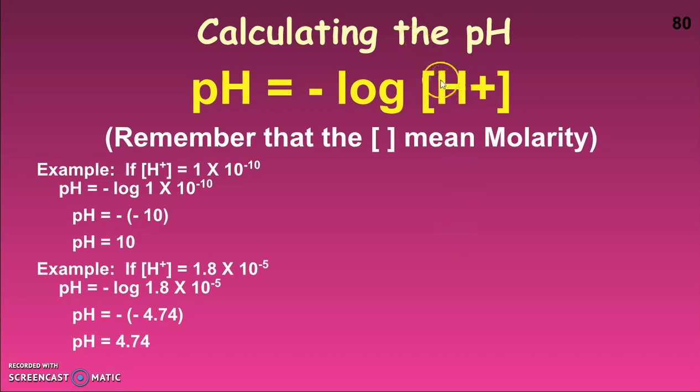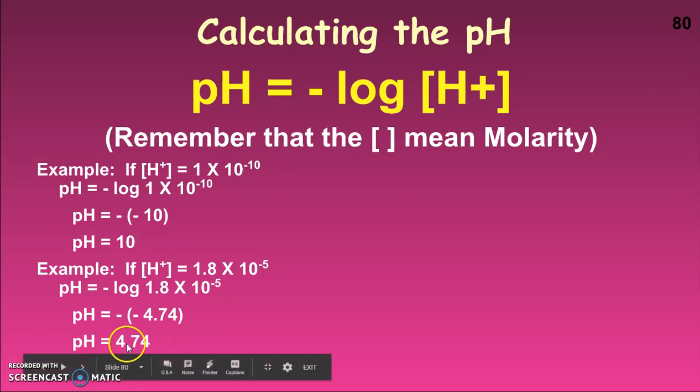So calculating the pH equals negative log of the hydrogen concentration. This is going to be its molarity, its moles per liter, what its actual concentration is. So if the hydrogen concentration is 1 times 10 to the negative 10th, I literally just plug into my calculator negative log of 1 times 10 to the negative 10th, and I find that my pH is equal to 10. If my hydrogen concentration is 1.8 times 10 to the negative 5th, I take the negative log of 1.8 times 10 to the negative 5th, and I get a pH of 4.74.